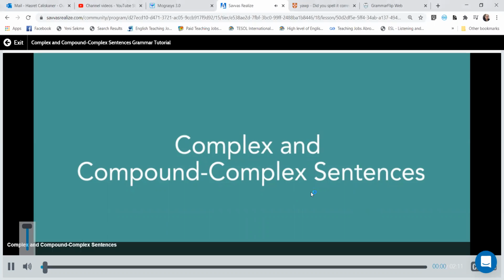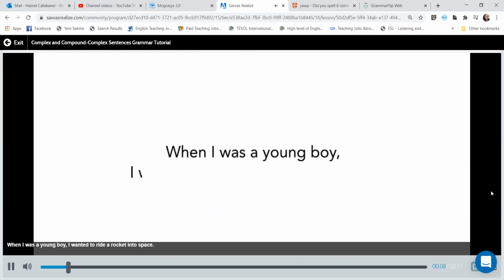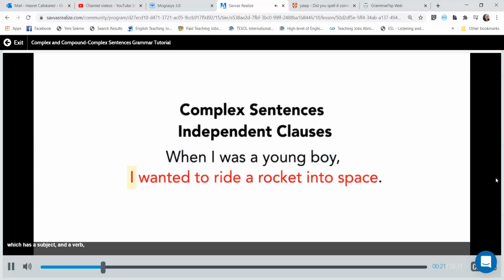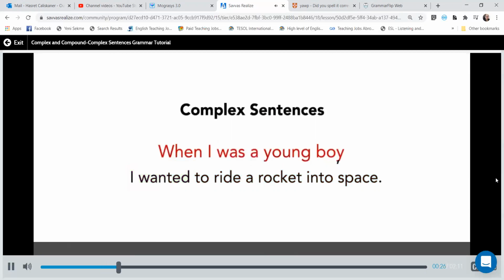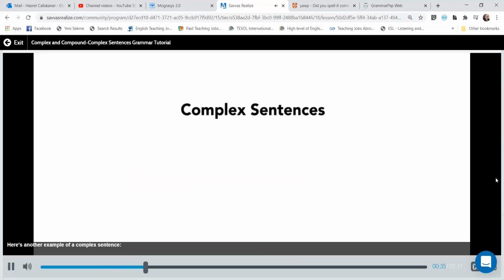Complex and compound complex sentences. When I was a young boy, I wanted to ride a rocket into space. Becoming an astronaut is a complex task, and this is a complex sentence. A complex sentence contains one independent clause, which has a subject and a verb, and can stand alone as a complete thought, and one or more subordinate clauses, which also have a subject and a verb, but cannot stand alone as a complete thought. Here's another example of a complex sentence.